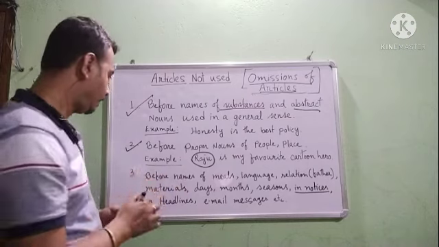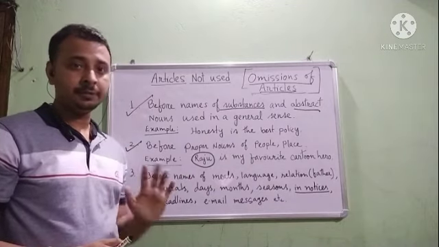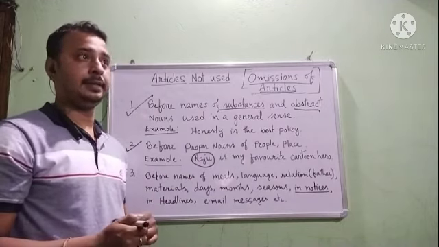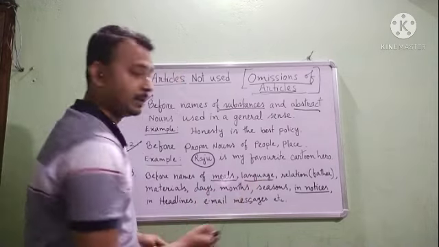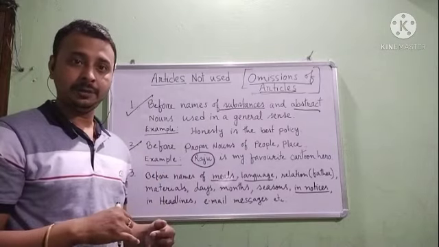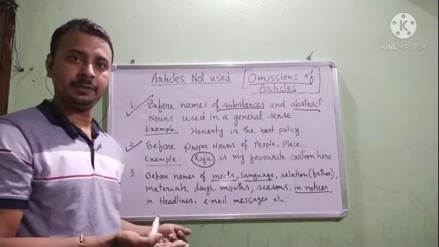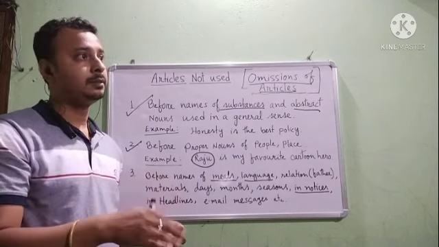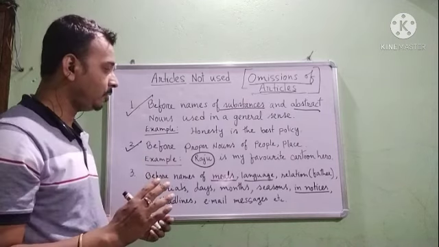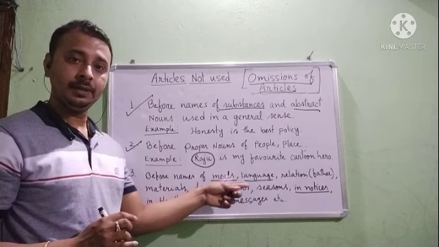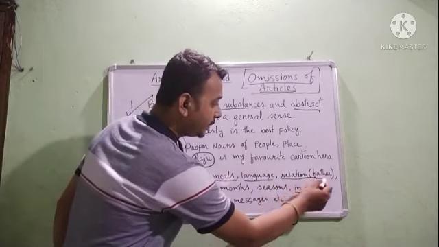Okay. Next point. Before names of meals, we don't use articles. Like, dinner is ready; we don't say "the dinner is ready." Before names of languages: English is my favorite language, Assamese is my favorite language, Hindi is my favorite language, Bengali is my favorite language, whatever. We don't say "the English is my favorite language" or "the Hindi is my favorite." No, these are wrong. So we should not use "the" before the name of a language.